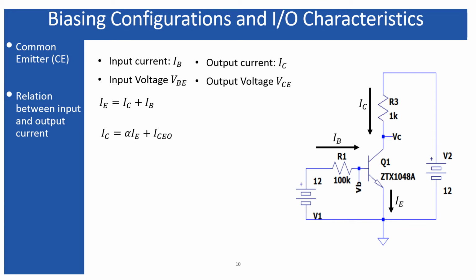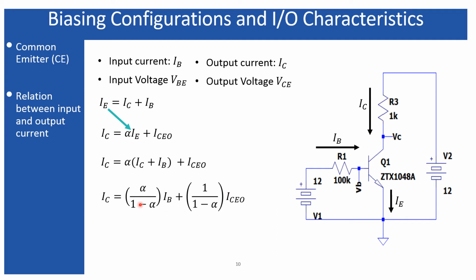In the case of common base configuration, we have seen that this relation relates the input current IE with the output current IC. But when we discuss the common emitter configuration, obviously the output current is not the input current. The input current is going to be IB. So we must establish a relation which relates the input current and output current. The procedure is simple: just replace the IE current from here and obtain the equation containing only IC and IB. That means this is the output current and this one is the input current. After a little rearrangement, you should get this equation.